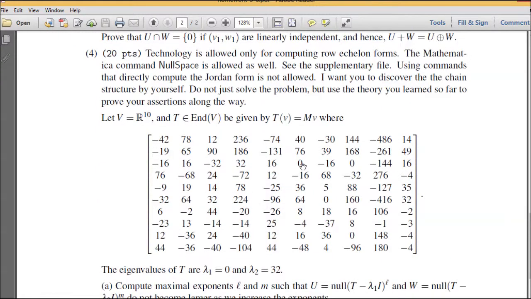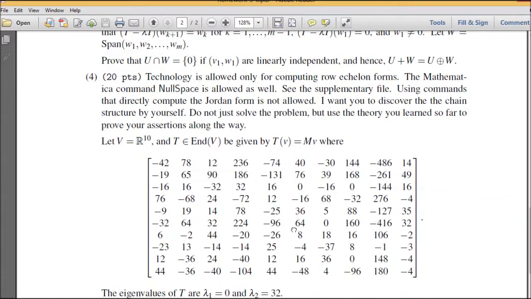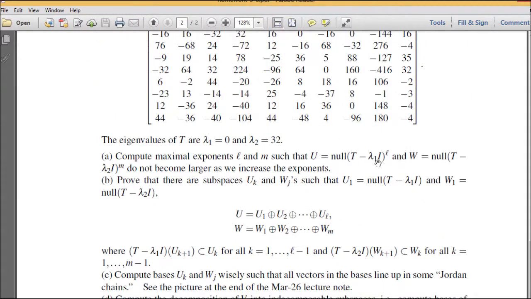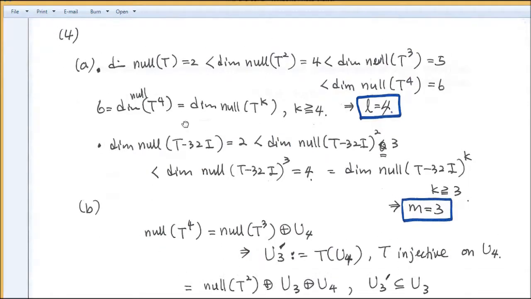But here is this gigantic matrix, and you could have just copied and pasted it into Mathematica. The number one is to find this maximal exponent. I gave you the eigenvalues, right? So here's what I did. I used Mathematica and kept changing this power and computing the dimension. T minus 0i, right? So it's just t.